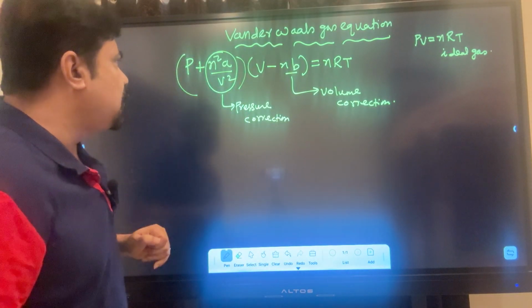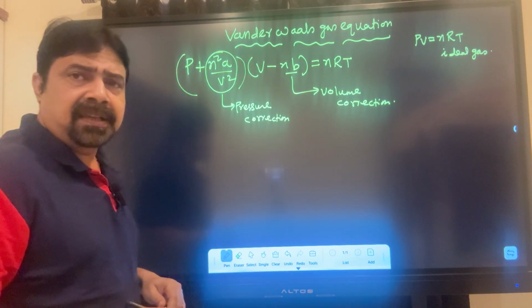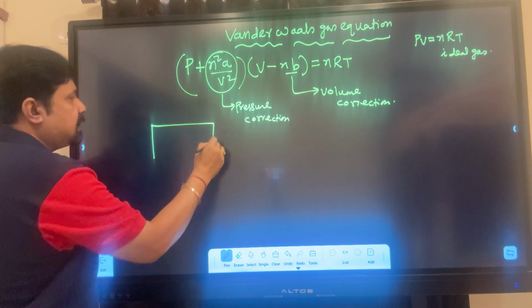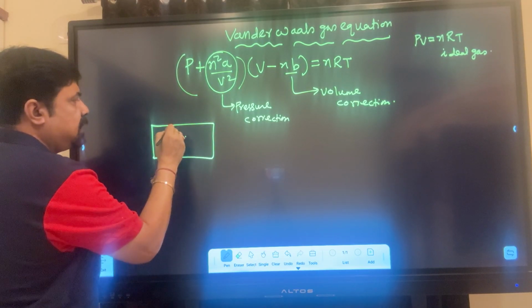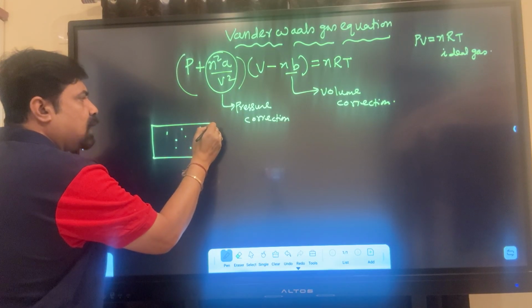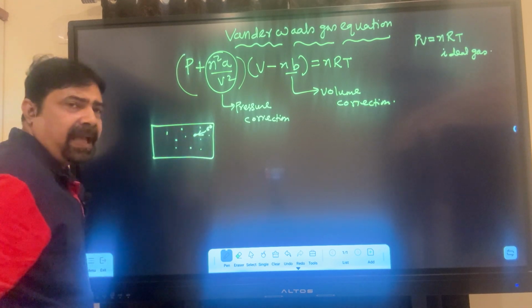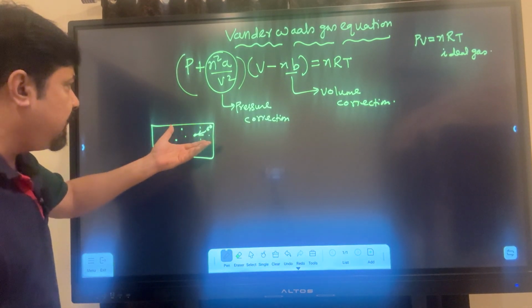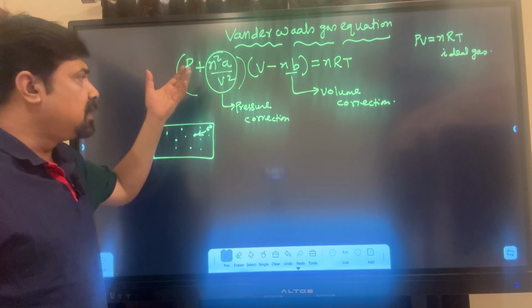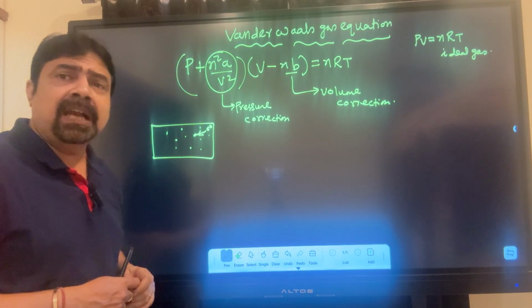Now we need to look at why the pressure correction arises and why the volume correction arises. For an ideal gas we say there is no force of attraction and repulsion, but the original picture is different. When one molecule is going to collide with the walls of the container, it is attracted by other molecules back toward the inside. That's why the pressure it exerts is less than the ideal gas pressure. That's why we need to add something to the pressure.